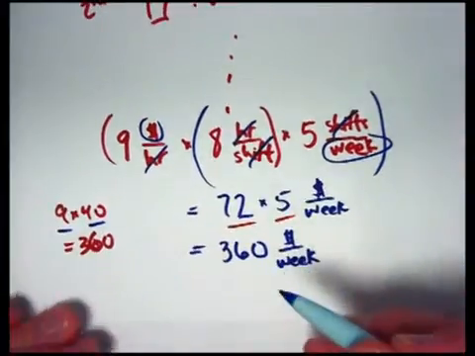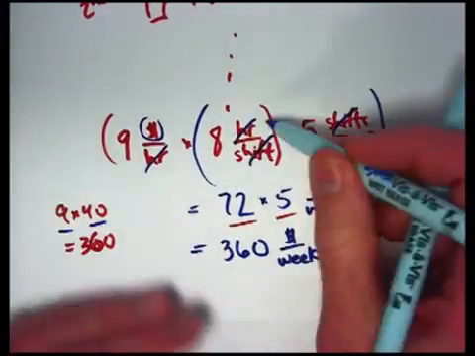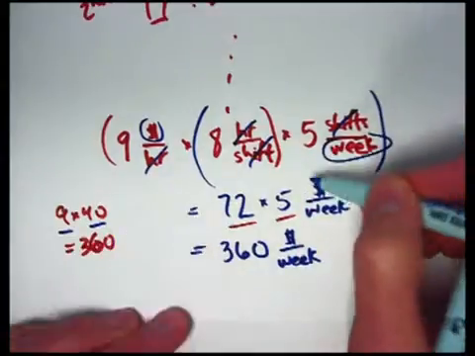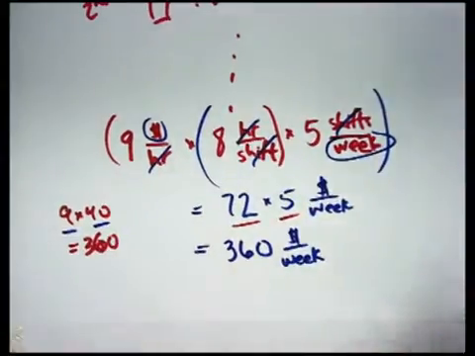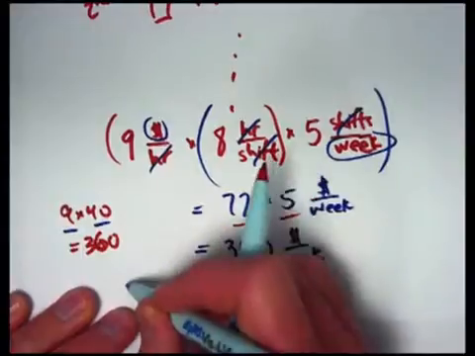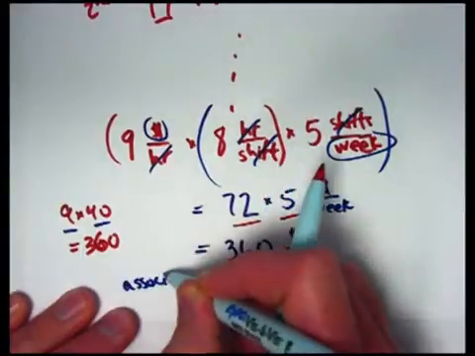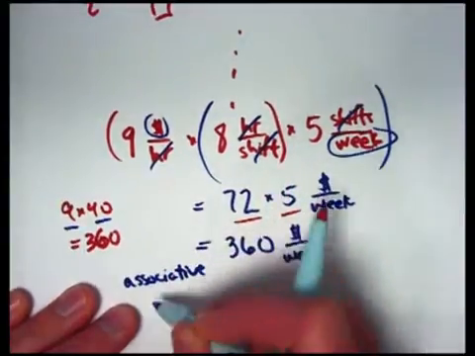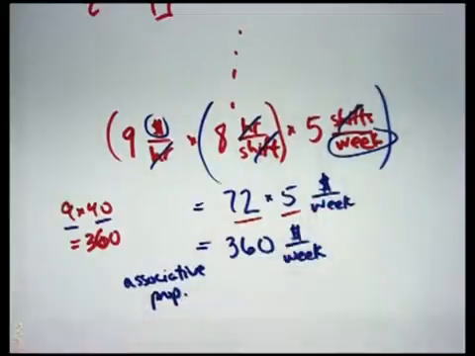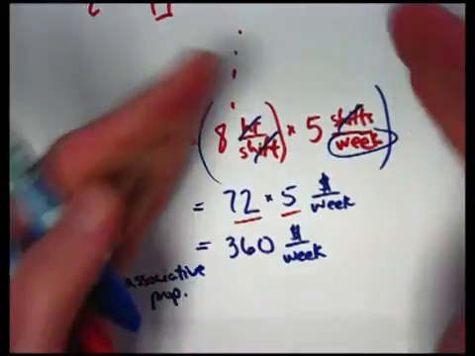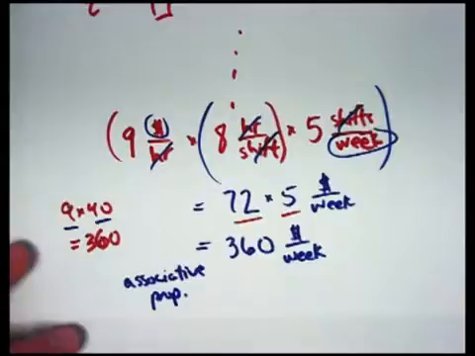It doesn't matter which product you do first, 9 times 8 or 8 times 5, you get the same answer in the end, and that's called the associative property. You can associate the numbers in different ways and still get the same thing with multiplication like this. The parentheses are kind of indicating an association, and that's how I remember the name.